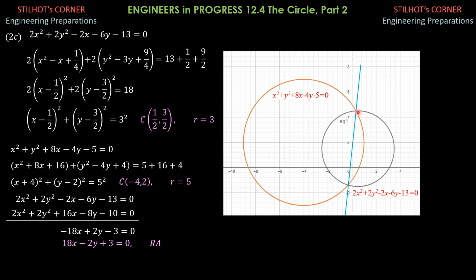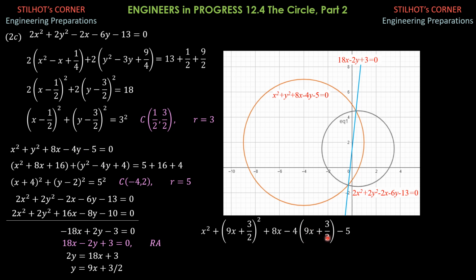Another way to find the points of intersection, we solve for y in terms of x. This is the radical axis. So 2y equals 18x plus 3, so y is 9x plus 3 halves. We substitute it into the simpler equation, which is this big circle here. So x squared plus quantity 9x plus 3 halves squared plus 8x minus 4 times quantity 9x plus 3 halves minus 5 equals 0.